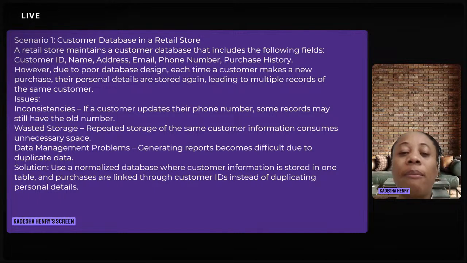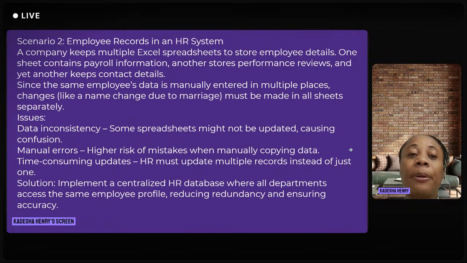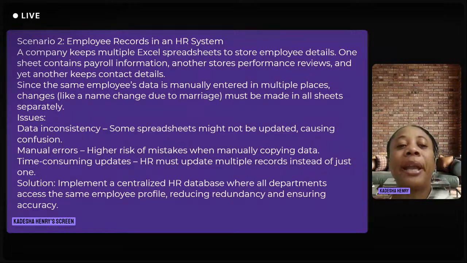Data management problem: generating reports becomes difficult due to duplication. When you are building your database, or when you are storing data, you have to make sure that the right data is being stored and that it is updating properly. One of the solutions that could be used for this is a normalized database, where the customer information is stored in one table and purchases are linked through the customer ID instead of duplicating personal information. We don't want that to happen, right? So let's look at another one.